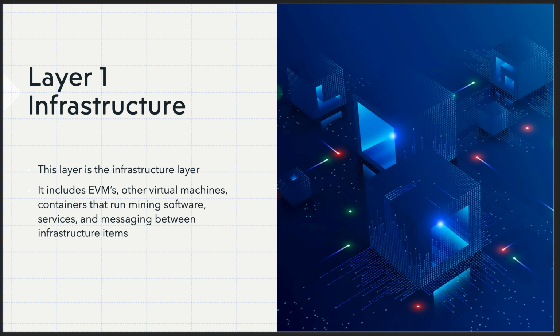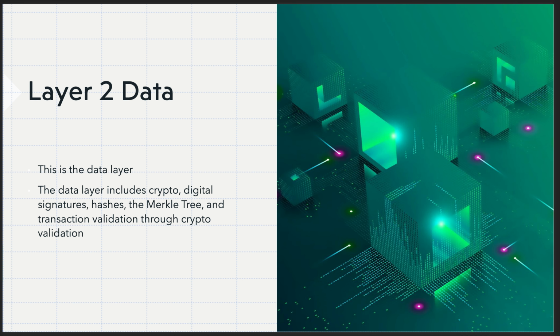If you go into layer 1, that's your infrastructure. That's going to be things like your Ethereum virtual machine, maybe other kinds of virtual machines or containers that run the mining software services, and then messaging between the infrastructure items. So layer 1 is your core infrastructure and how all that process works. Layer 2 is your data layer. That's going to include all your crypto, your digital signatures, your Merkle tree, your hashes, transaction validation through crypto validation. You may also see this called the crypto layer, depending on who's written the model for you. But generally, layer 2 is your data or your crypto layer. You can take it either way. It just all depends on who wrote the model that you're working from and how they chose to approach it.